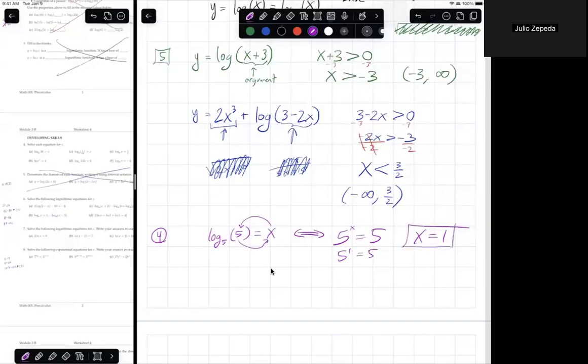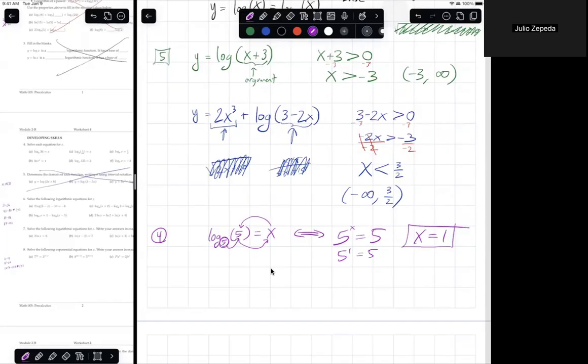And again, you could probably just figure it out by looking at this logarithmic equation. If you understand what a log means, it just means the exponent that you put on this little 5 to get that argument. And the exponent would be 1, so x must be equal to 1.